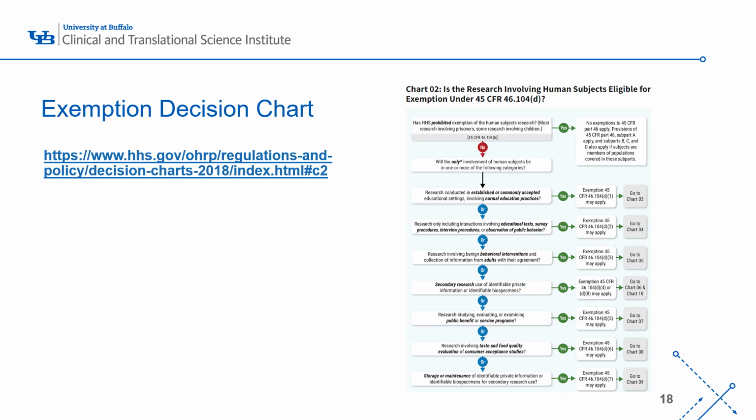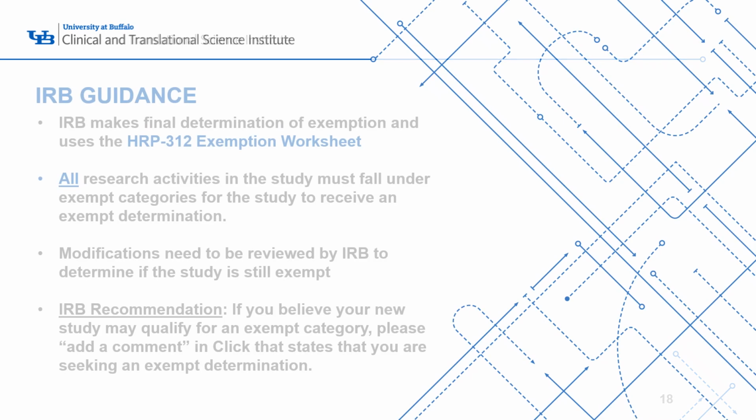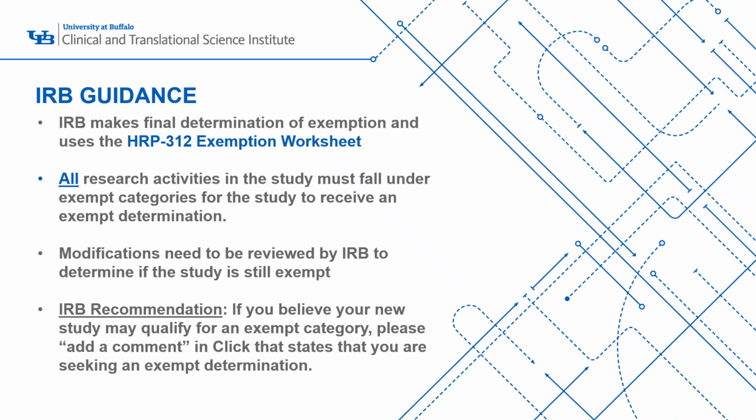The link in this slide shows a helpful decision chart created by HHS about exempt research. The IRB will make the final determination about whether your study meets exempt criteria by using the HRP 312 exempt worksheet. This worksheet is available in the Click Library under the Worksheets tab.